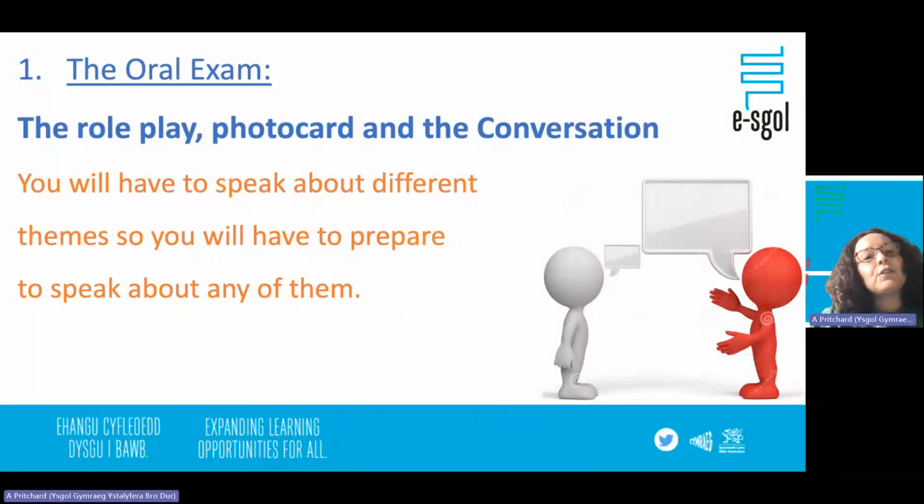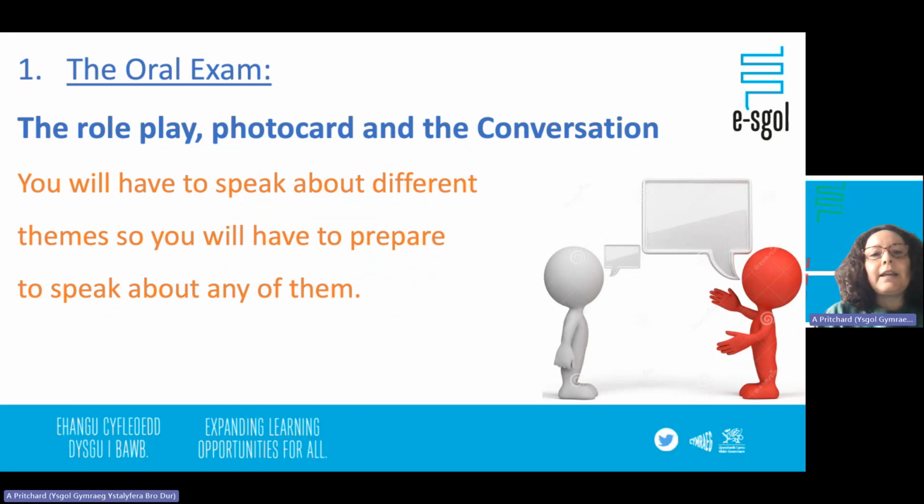So if we look first of all at the oral exam, there are three elements to the oral exam. You have the role play, the photo cards, and the conversation. And in these three elements, you will have to speak about different themes. There are 16 themes altogether, so you would have to prepare language, sentences, and so on for each of those themes, because obviously in the exam, we don't know what's going to come up for each of those elements.